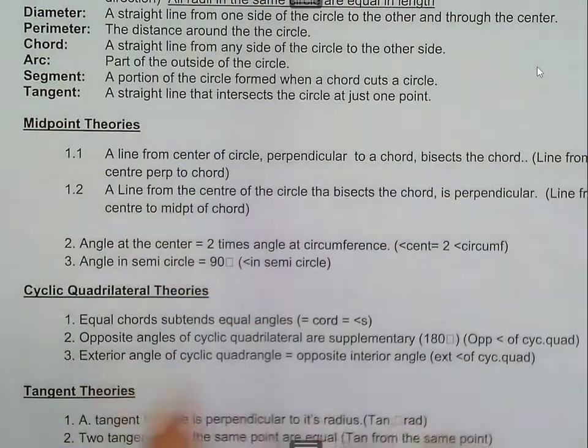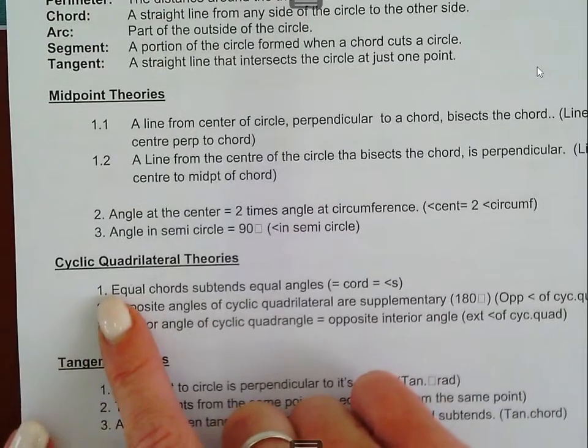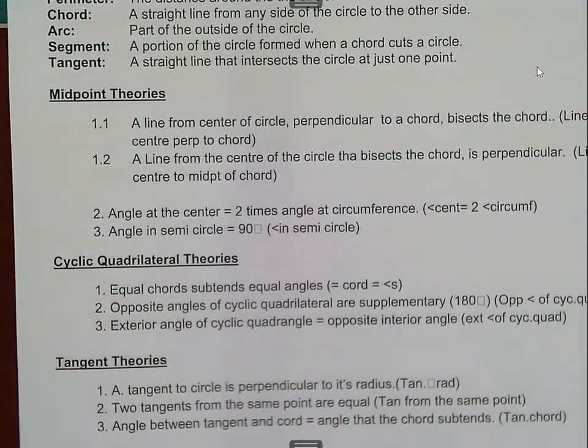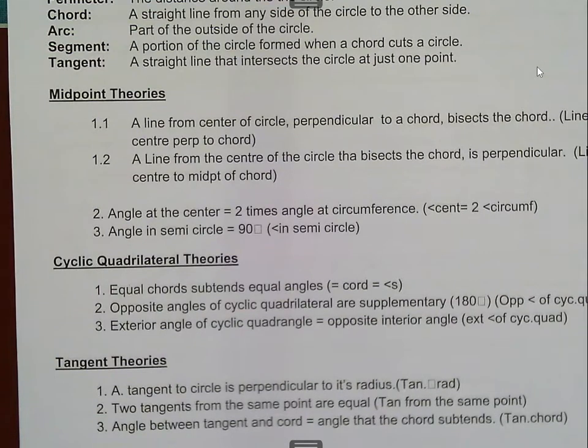Okay, we're going to look at them now. The next one is the cyclic quadrilateral theories. Now, do you know what a cyclic quadrilateral is? Do you know what a quadrilateral is? Yes. It's a shape that has 4 sides and 4 angles.